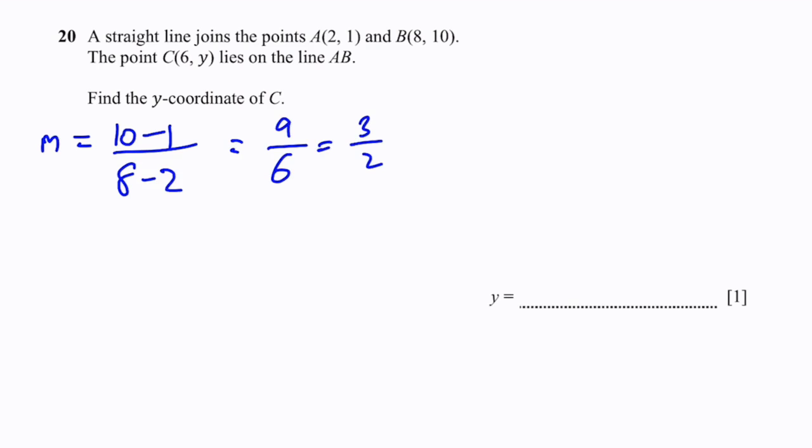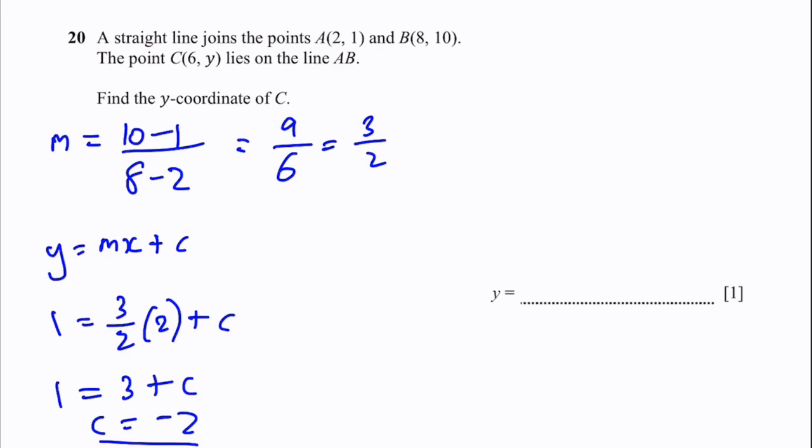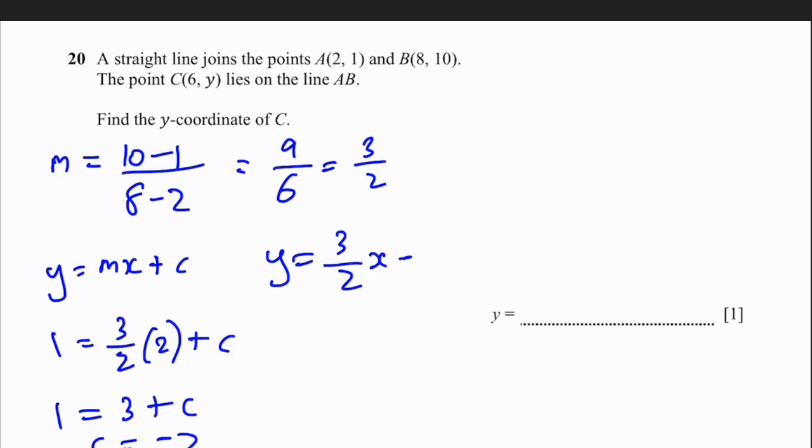Now we can substitute the values in. Let's take point A and substitute it, including this m, into the formula y equals mx plus c. That's a normal straight line graph formula. Now we can substitute: 1 is equal to 3 over 2 times 2 plus c. So 1 is equal to 3 plus c. c is equal to 1 minus 3, which is minus 2. So now we have the line formula as y equals 3 over 2 x minus 2.